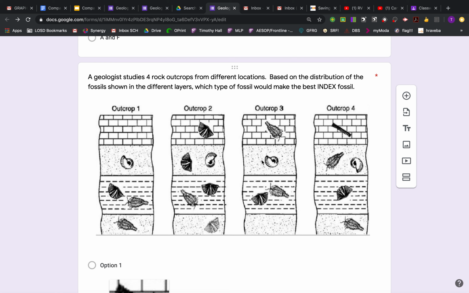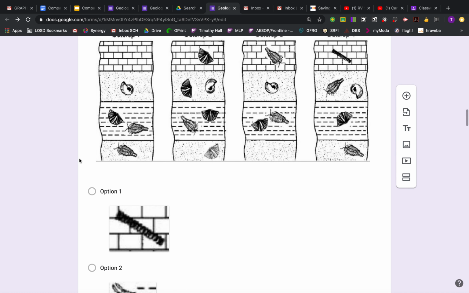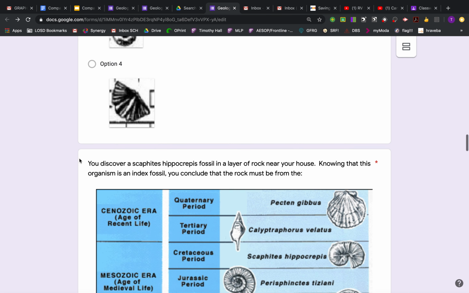It's in every single one of these layers, right? And it only was around for one specific period of geologic time. So it only showed up in this layer. It's not in any of the rocks that are older or younger. So what a great index fossil it is. And it's true, ammonites are an index fossil.